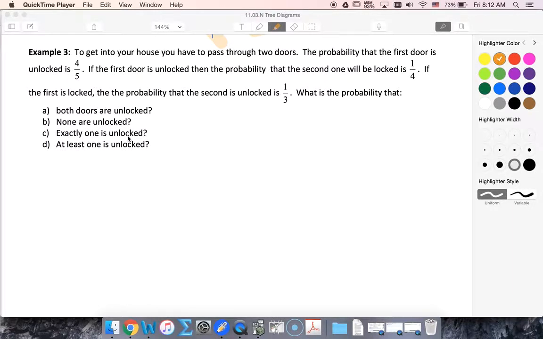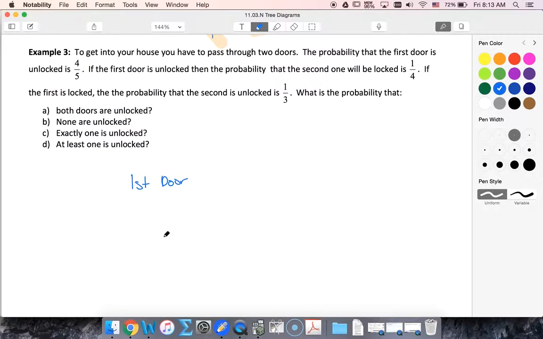All right, so now we're wanting to get into our house and we have to go through 2 doors. So first you pass through the lobby door and then you get up to your actual door and you have to open that. So the probability that the first door is unlocked is 4/5. This makes sense. Maybe the guard is there most of the time and it's typically unlocked. So we have our first door.